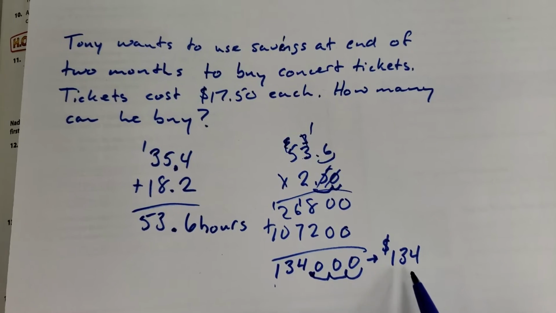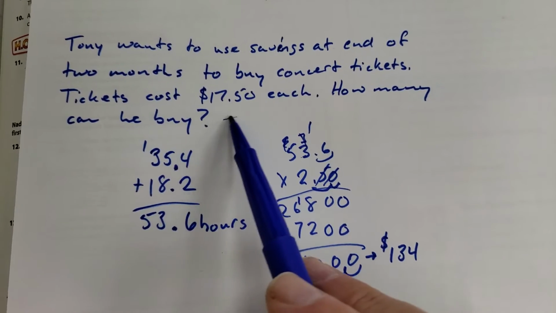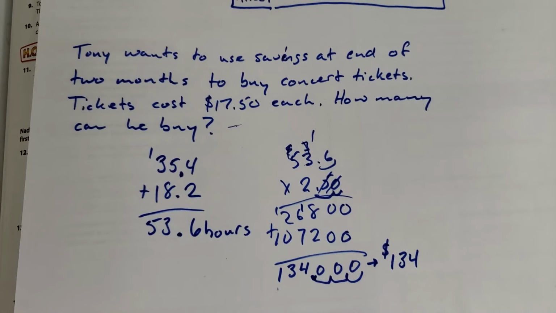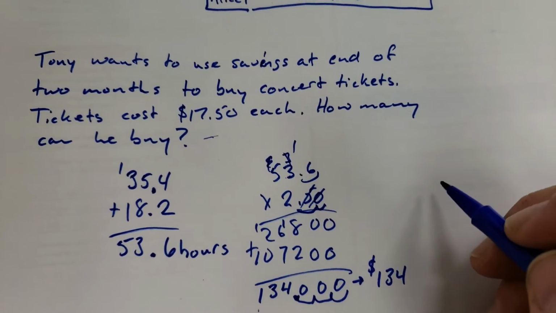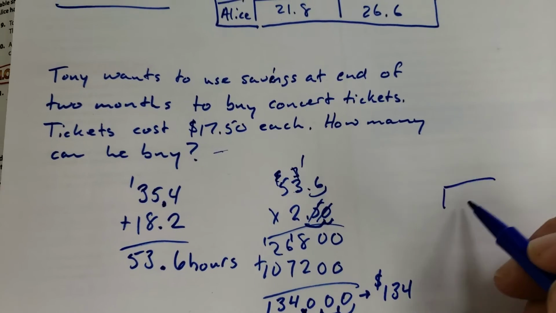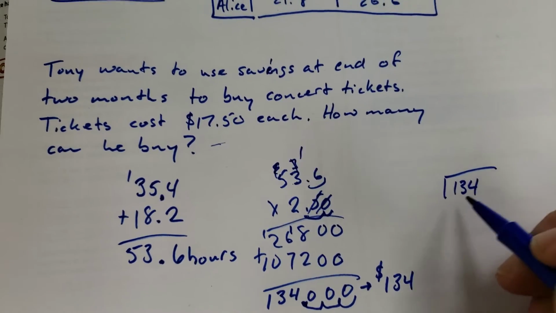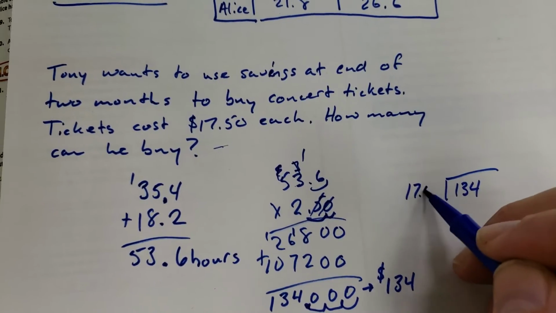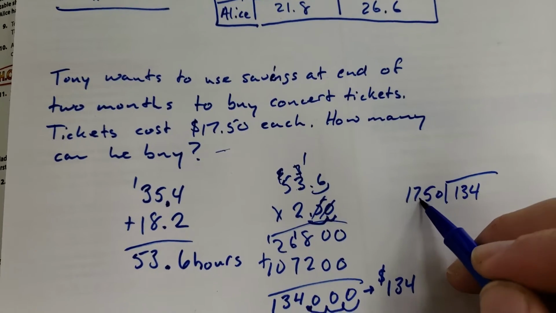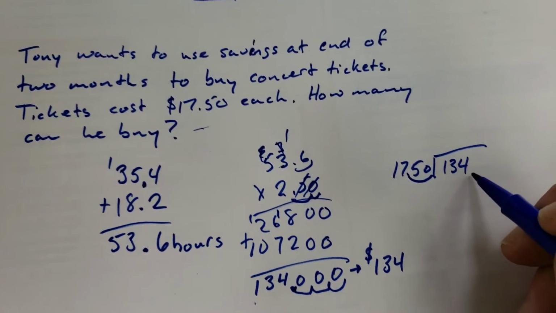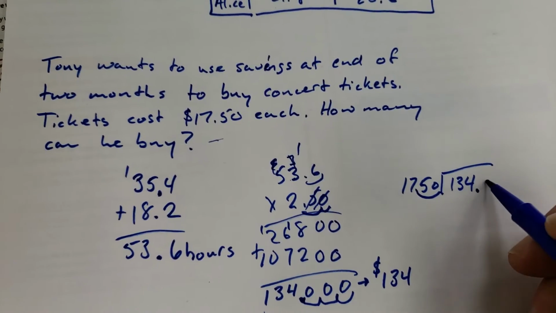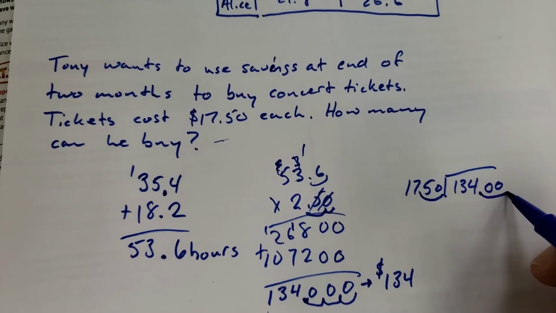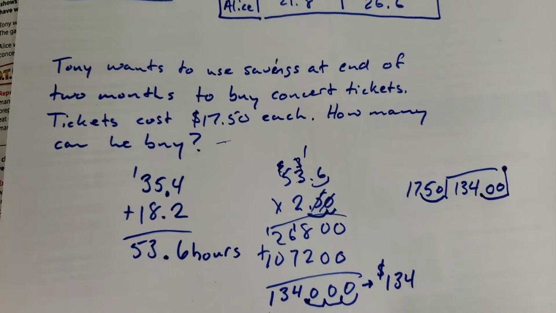So now we want to know how many concert tickets can we get with that $134. Well, that's division because we're trying to see how many times we can fit 1750 into 134. So 134 divided by 1750. Move the decimal out twice. Well, I got to move this decimal out twice also. Remember, we had all these point zeros over here, so I can just put that back in and move those over 2 places.